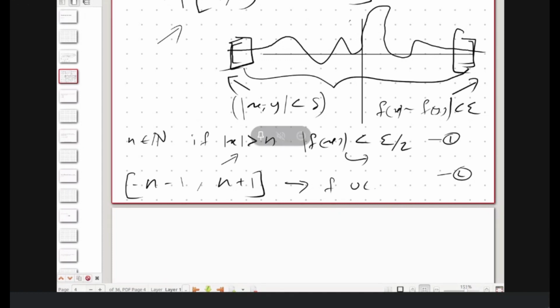You can write in chat if you have a doubt, or you can unmute yourself and talk. Okay, so I hope it is fine.